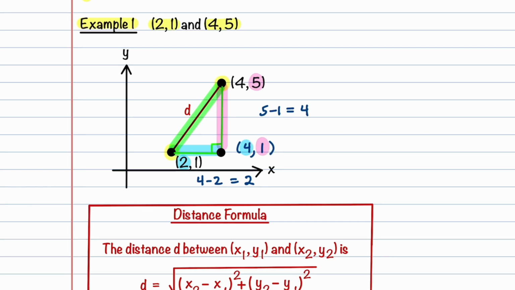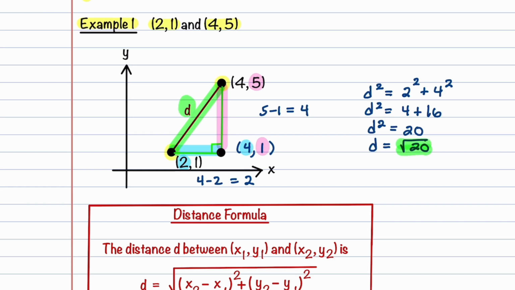The Pythagorean theorem tells us that the hypotenuse squared, which is d squared, is equal to the sum of each leg squared, and this is going to be 2 squared plus 4 squared. So we have d squared is equal to 4 plus 16, which gives us d squared is equal to 20. D is then the square root of 20. The square root of 20 is then the distance between our 2 given points. Let's now see how we can make this easier by using the distance formula now that we understand what's going on.